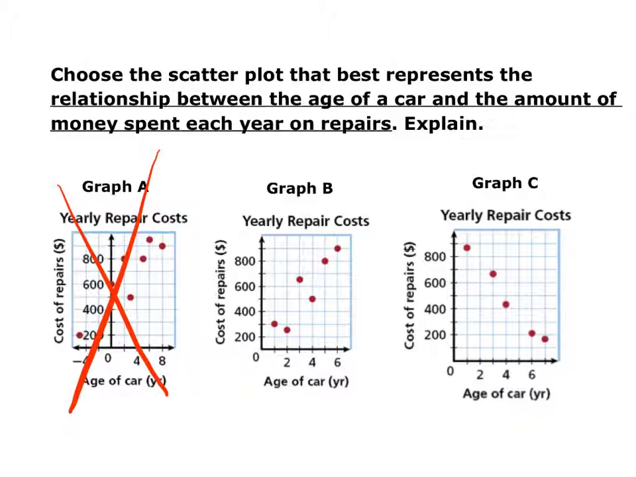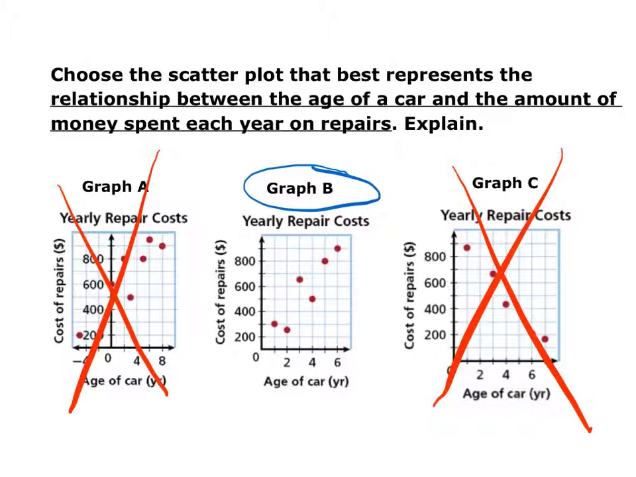Moving on, Graph C. The first year you spend around $850. That's not right. By looking at this graph, as the car gets older, you spend less money on repairs. That doesn't make sense, so that's a no. So if you got Graph B, you are correct.